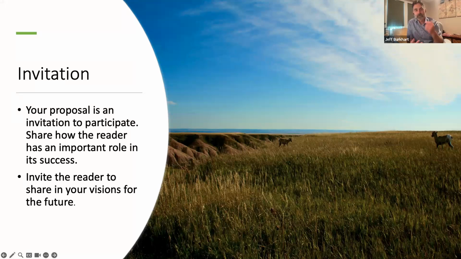So your proposal really should be an invitation. Talk to the person you're writing a proposal to as if they are essential to this, because they are. You want to invite them to share in your vision for the future. You want to invite them to better understand all of the elements of this program, and they have an important role.